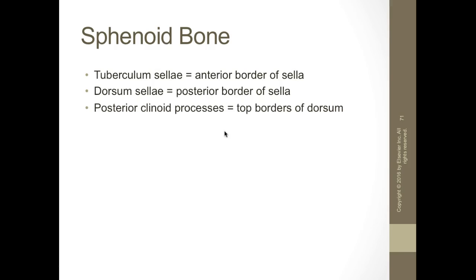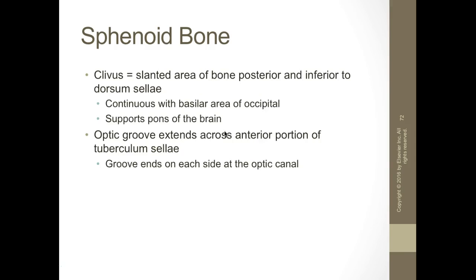So the tuberculum sellae is the anterior border of the sella turcica, where the dorsum sellae is the posterior border of the sella turcica, and the posterior clinoid processes are the top border of the dorsum sellae. And there are also anterior clinoid processes, and I'll show you those. The clivus is a slanted area of bone, posterior and inferior to the dorsum sellae, so it's continuous with the basilar area of the occipital bone. Remember how I showed you on the lateral, the basilar portion of the occipital bone goes in and is continuous with the clivus, so you can use it interchangeably. I'm fine with that. It supports the pons of the brain.